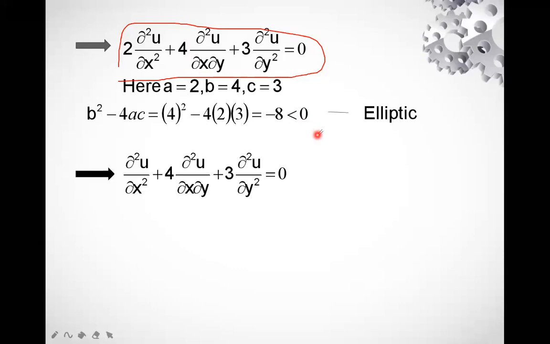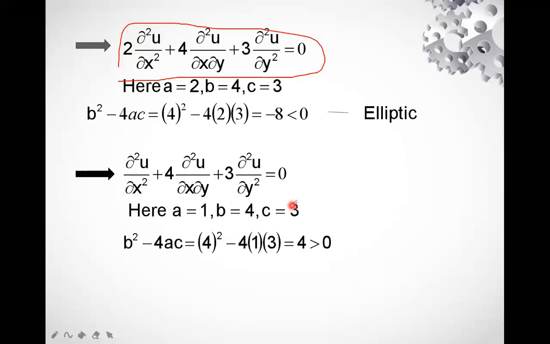Again in this problem, a is 1, b is 4 and c is 3. So find b square minus 4ac, which is greater than 0, therefore it is hyperbolic. Like that you can classify a given partial differential equation of order 2. In the next lecture we will see how to find the solution of the wave equation.